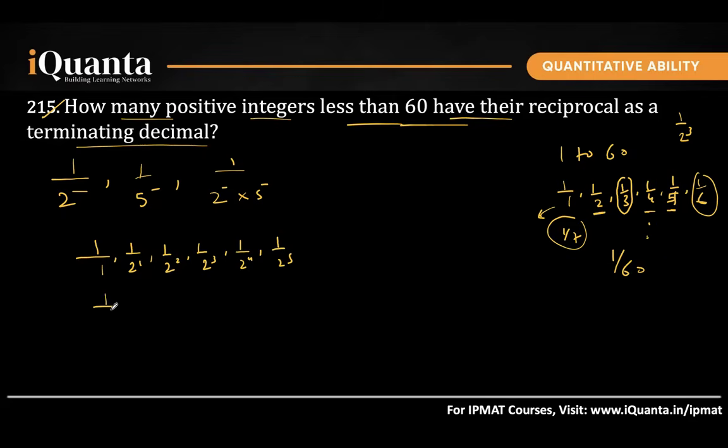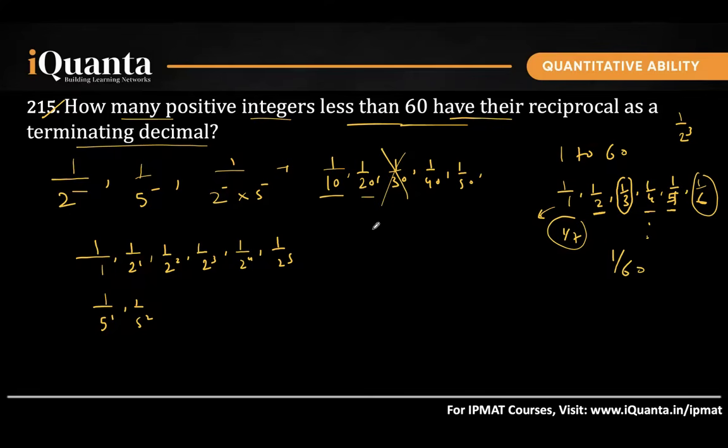If I talk about powers of 5, 1 upon 5 to the power 0 has been taken, 1 upon 5 to the power 1, 1 upon 5 square, but 1 upon 5 cube will not be taken because that is 1 upon 125. And what about combinations, like 1 upon 10? So 1 upon 10, 1 upon 20, that means multiples of 10, 1 by 30, 1 by 40, 1 by 50. We'll not go till 60. We have to stay less than that.